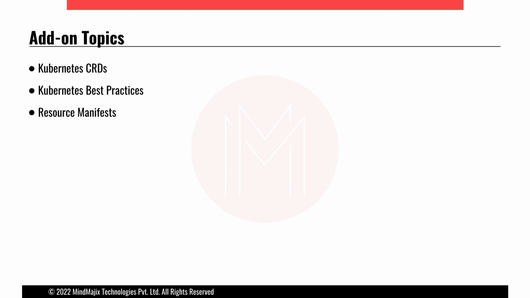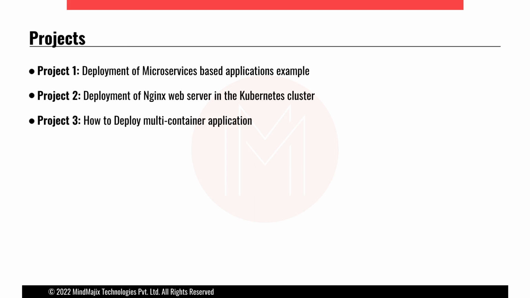Then we'll talk about Kubernetes best practices, what things we need to follow to deploy our clusters in the best suited way. And then we'll talk about resource manifests. Resource manifests are about how we can write our YAML files, how we can write JSON files, how we can read those YAML files, what indentations we have to follow, and what the best practices are to write the manifest files.